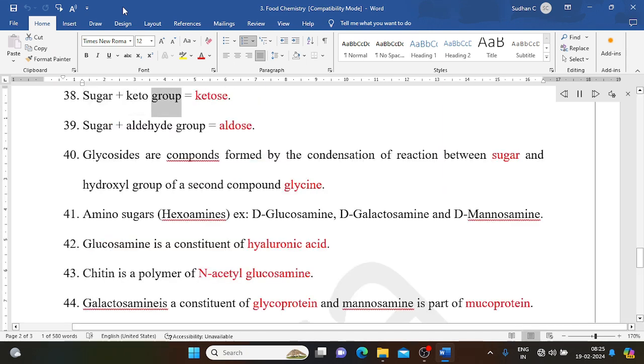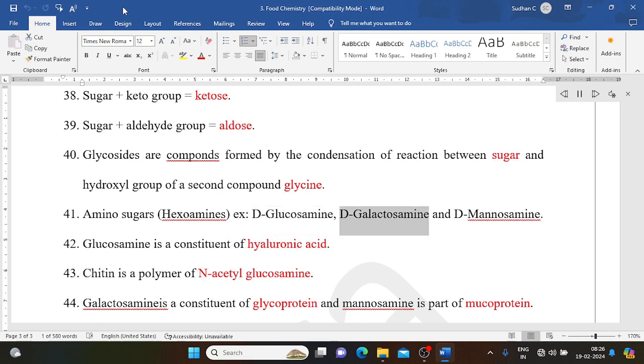Sugar plus keto group equals ketose. Sugar plus aldehyde group equals aldose. Glycosides are compounds formed by the condensation reaction between a sugar and the hydroxyl group of a second compound, the aglycone. Amino sugars, hexosamines: D-glucosamine, D-galactosamine and D-mannosamine.